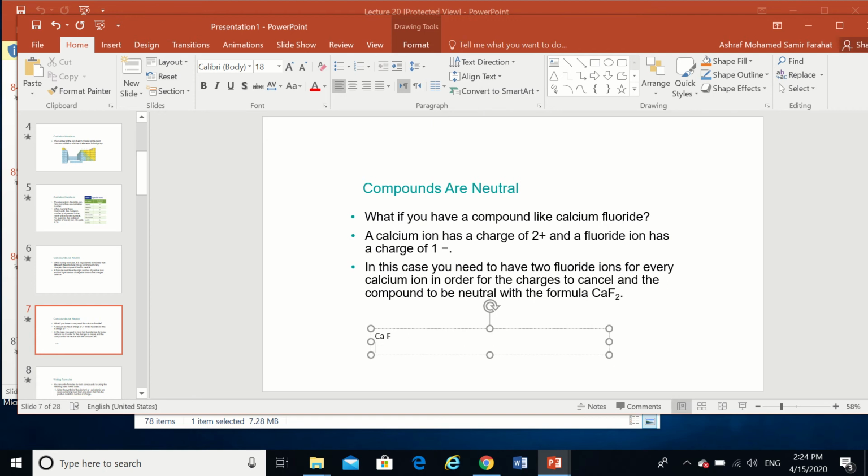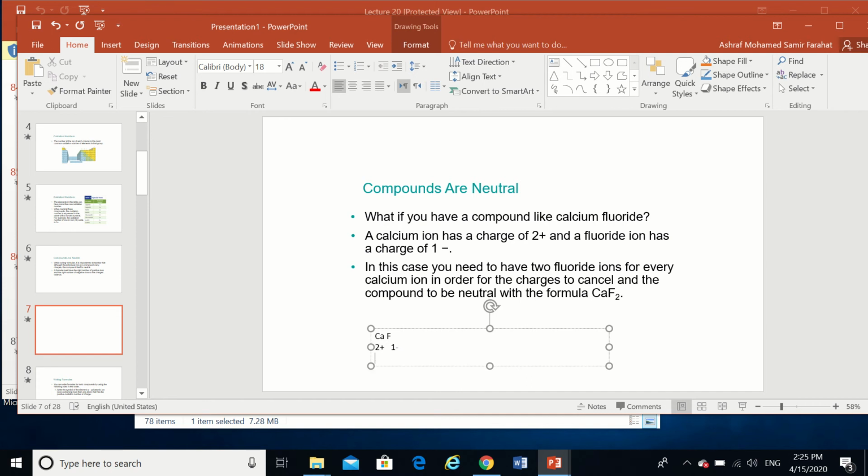Then I need to think about the oxidation numbers of these two elements. For the calcium, if I go back to the previous table, you will find that the oxidation number is 2 plus because it belongs to group number 2 in the periodic table. And for the fluorine, it is 1 minus. Okay, so now I know the oxidation numbers.